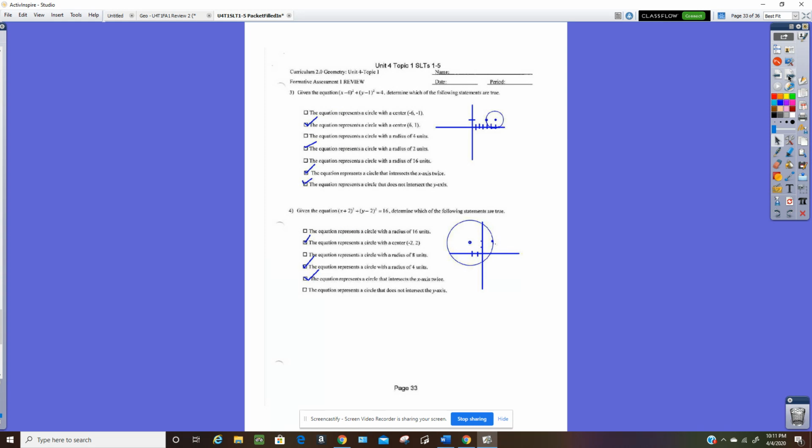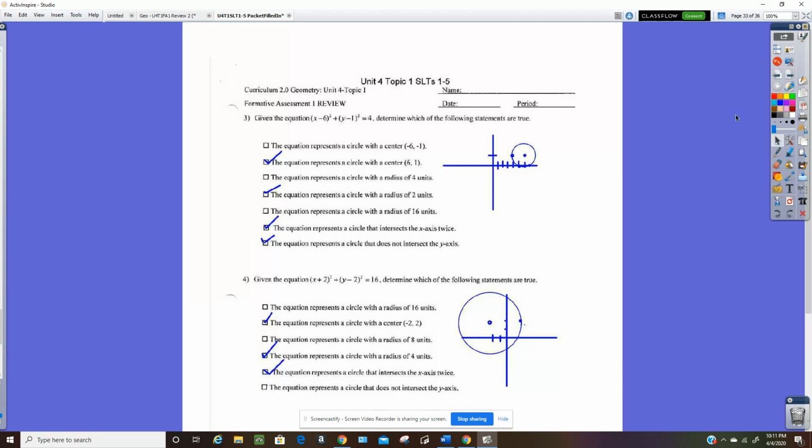The next page, it says given the equation (x - 6)² + (y - 1)² = 4. Let me make this full screen here, 100%. So determine the following statements. The equation represents a circle with a center (-6, -1). You want to do the opposites of these two here. So it's (6, 1) is the circle. A radius of 4? No, it's the square root of that, which would be 2. So both of these are incorrect here.